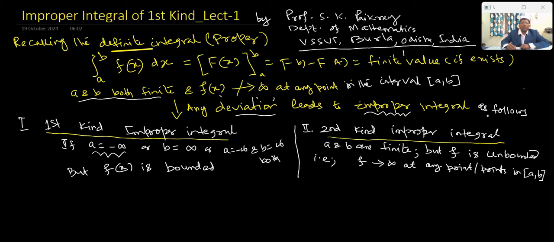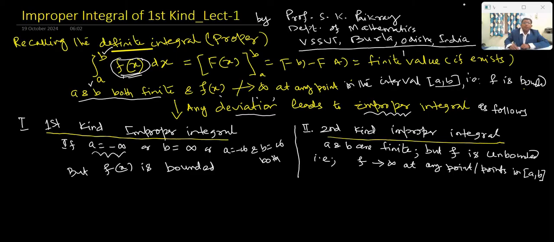If we recall the definite integral that you read in your 12th class, suppose you are given a function f of x and you are asked to integrate within the finite limits a and b. If both limits a and b are finite, and the given function doesn't tend to infinity at any point in the interval, we call the function bounded. That means f is bounded. Then you know how to evaluate the integral.